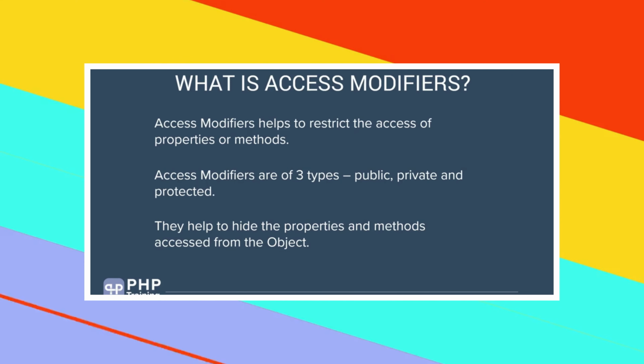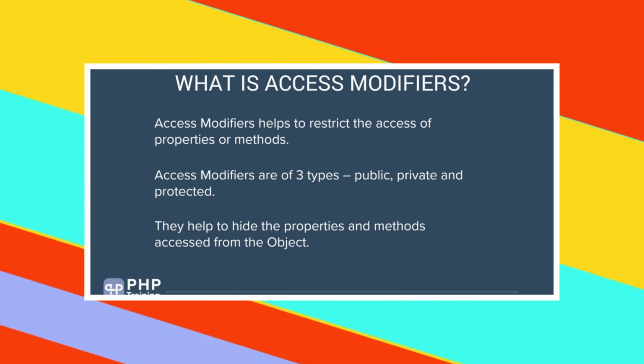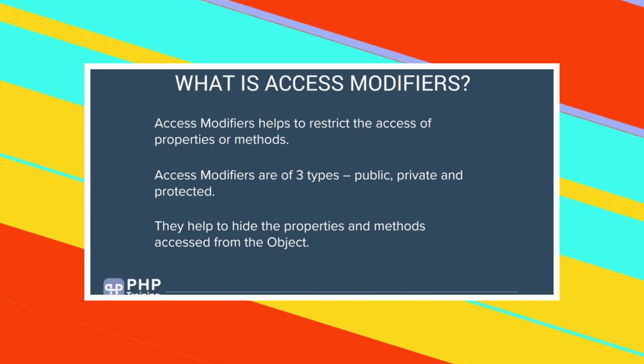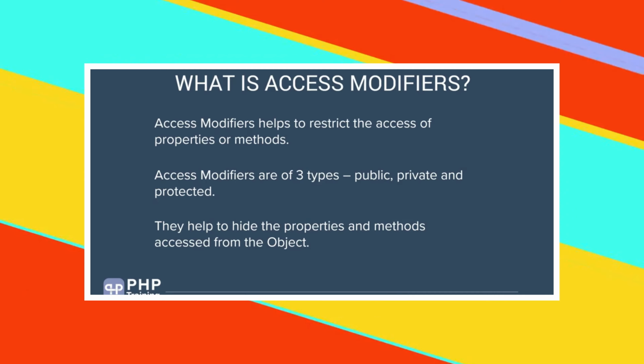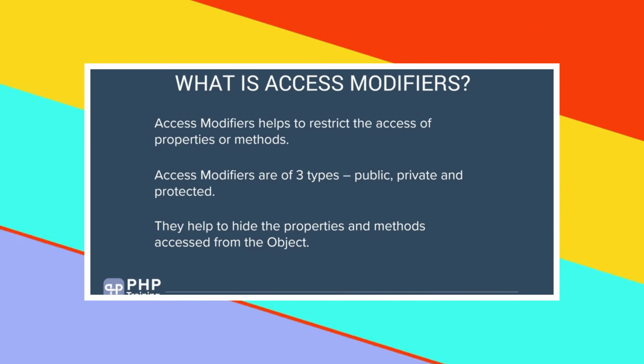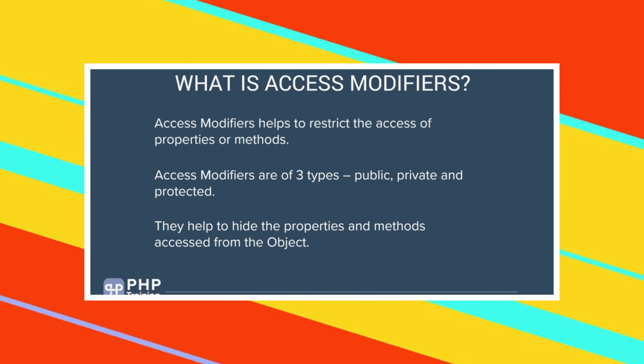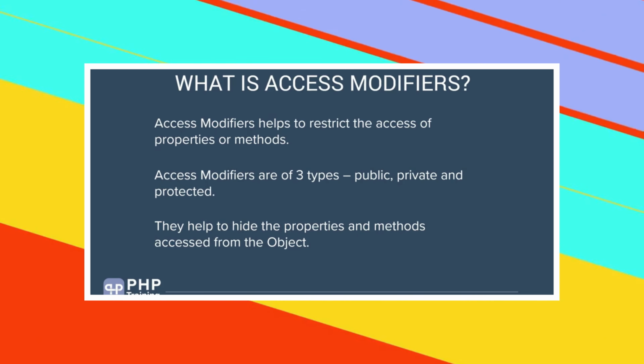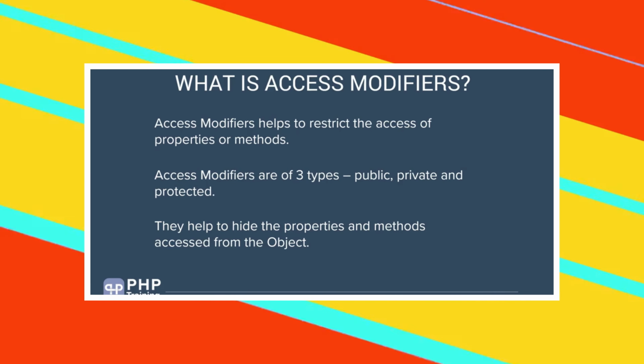We're going to do an exercise and understand how these things work. Access modifiers help you to hide some of the things accessed via the object, right? You can hide properties and also some methods. If you don't want anybody to call a method via the object, you can just mark it as private and nobody will be able to call that method from the object. So that's the purpose of the access modifiers.